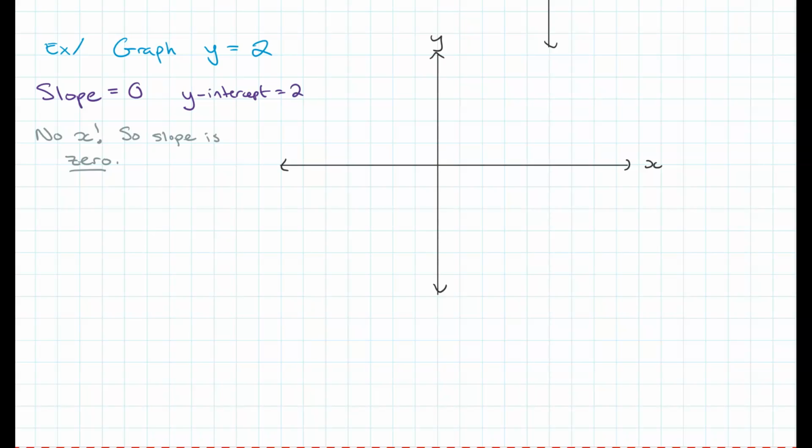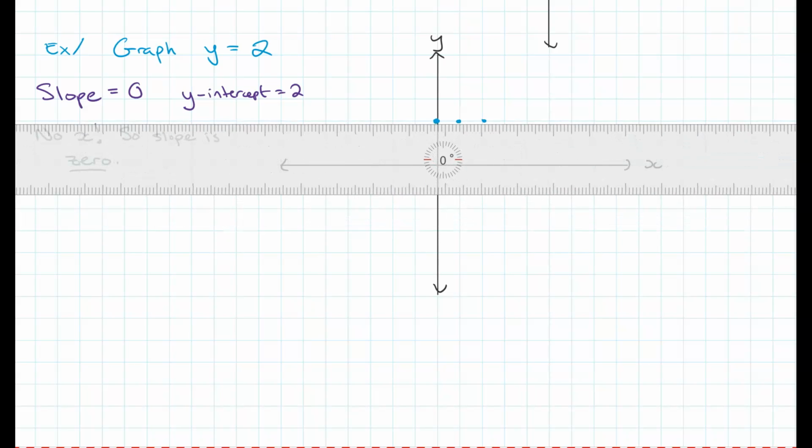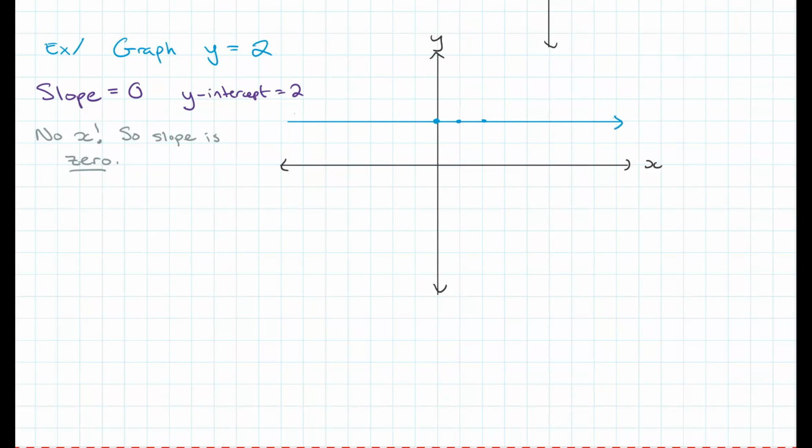So I'm going to put a dot on the y-axis at 2, and I'm going to have a slope of 0, rise of 0, run of 1, and connect these dots, and I should get a flat horizontal line where all the y parts are 2.